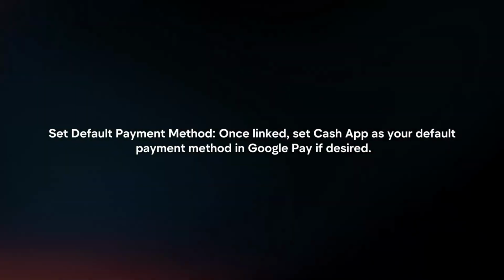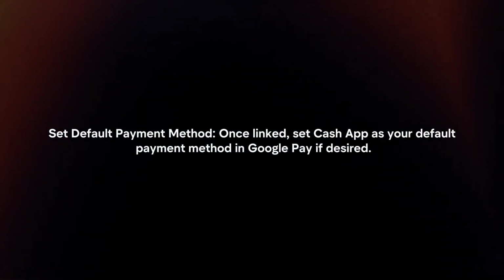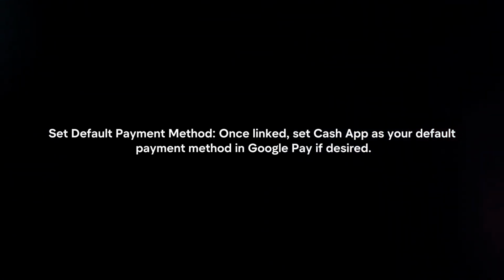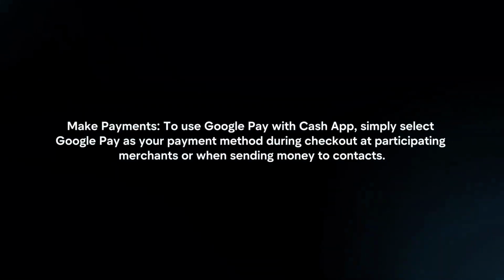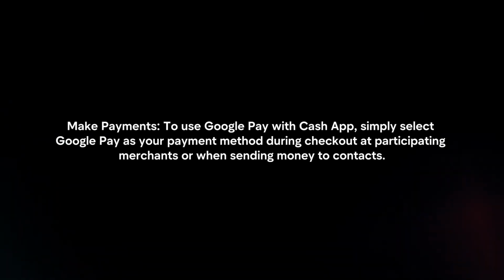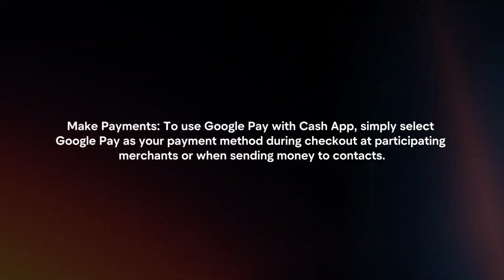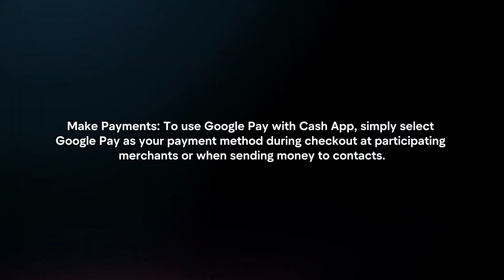Set Default Payment Method. Once linked, set Cash App as your default payment method in Google Pay if desired. Make payments. To use Google Pay with Cash App, simply select Google Pay as your payment method during checkout at participating merchants or when sending money to contacts.